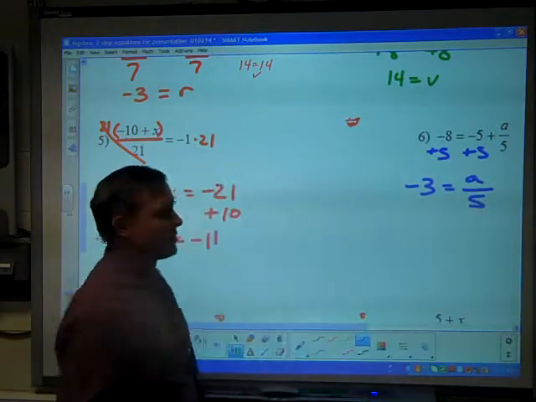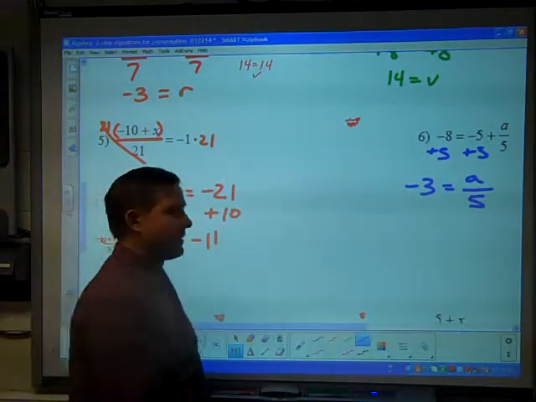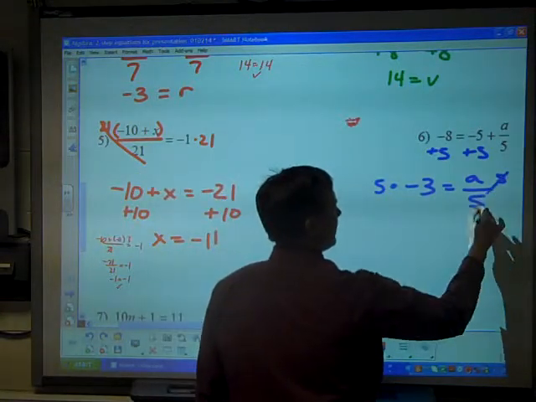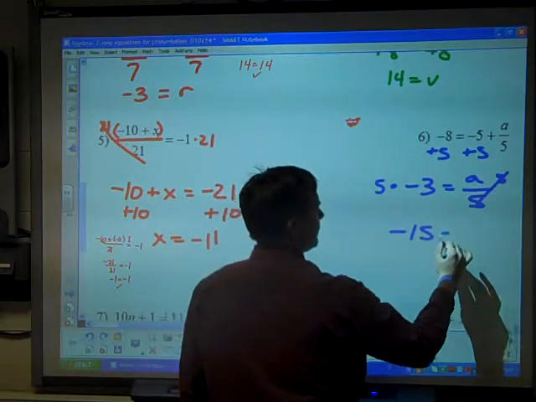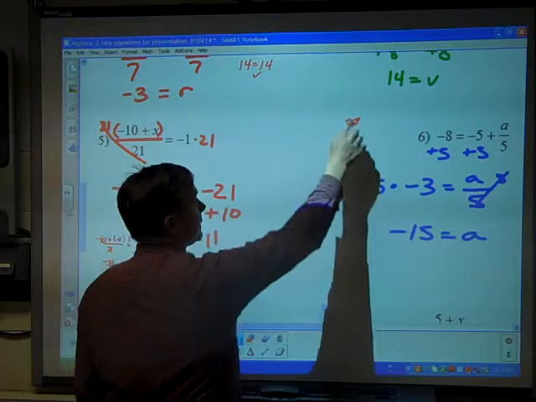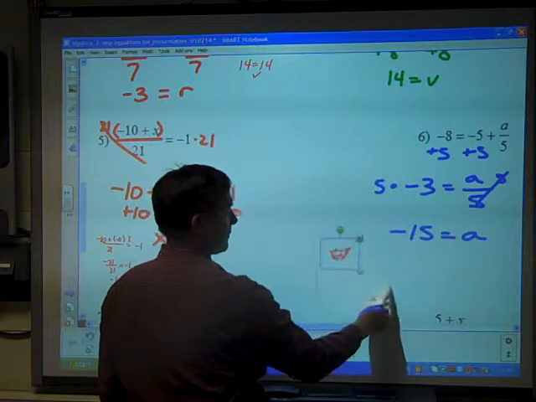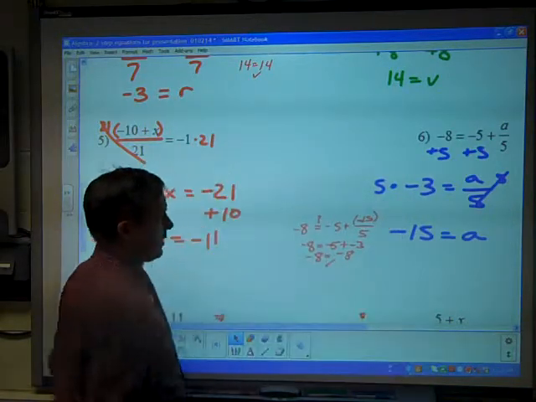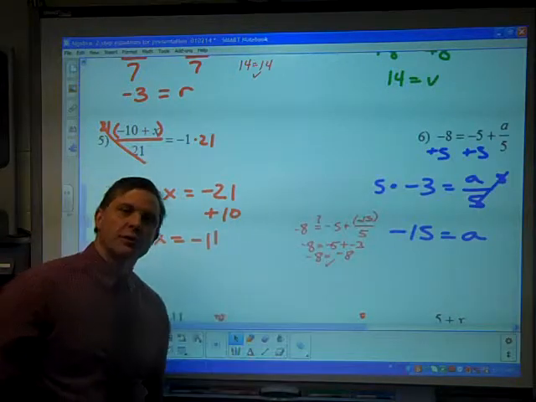I look at what's happening to the variable. A is being divided by 5, so I do the opposite operation, which is multiplying by 5. And I get -15 equals A. And again, I take the time and substitute back in my original equation and find that when I plug that in, it is equivalent on both sides.